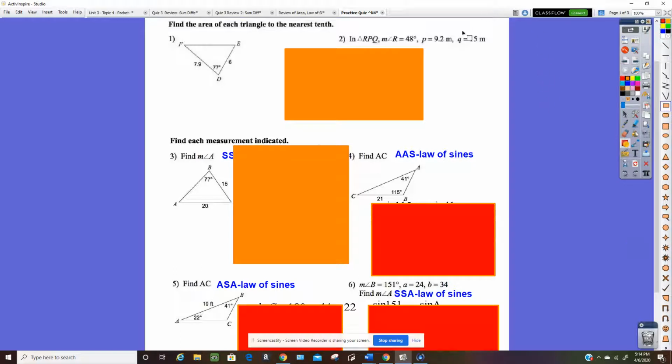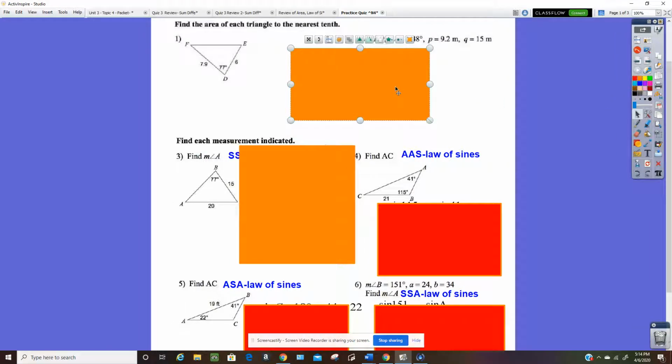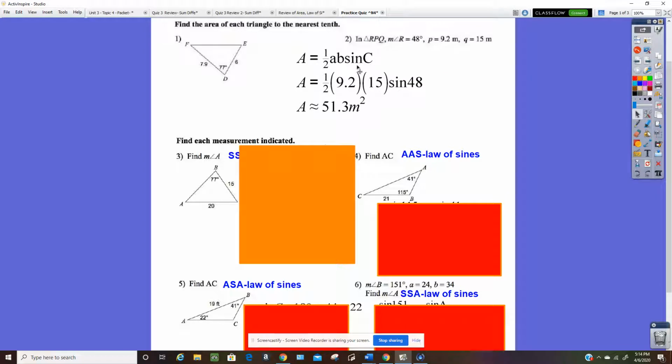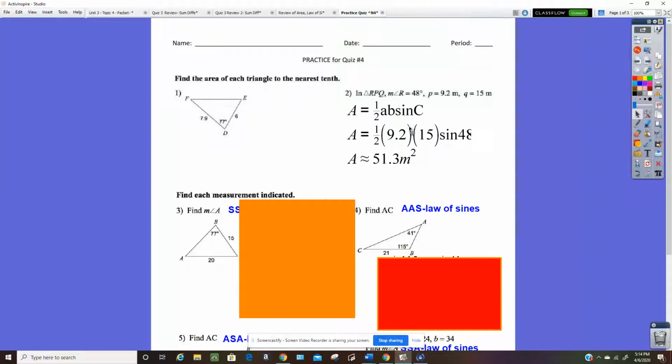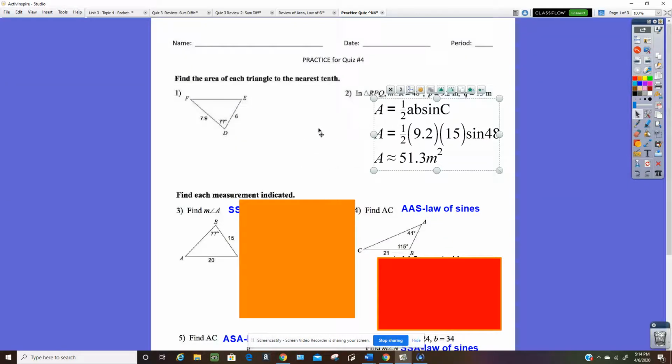Okay, so the first one here, let's find the area. Well, the area formula is 1/2 AB sine of C, where C is the included angle. Here it's 77. There are the sides that are given. You could call either one A or B. I actually failed to do number 1 here, so let me go ahead and do that now.